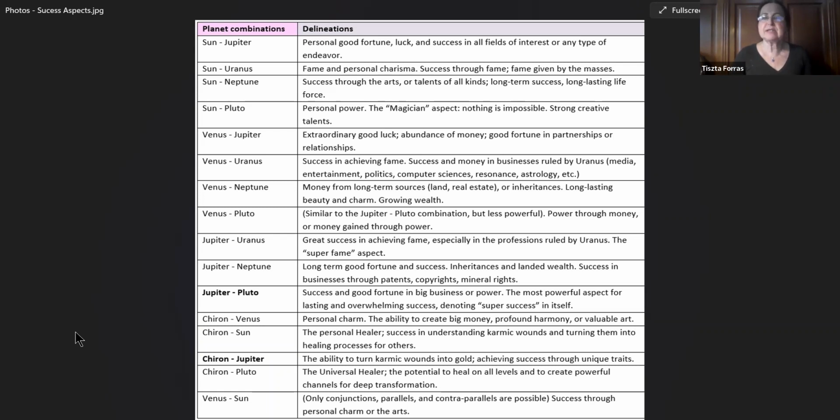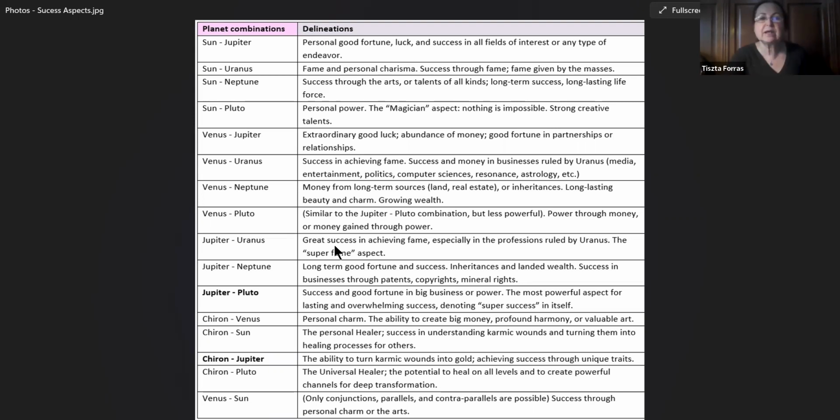And of course, Venus-Pluto is similar to the Jupiter-Pluto super conjunction or super success aspect. That's the definitive Jolly Joker in any of these aspects, but it's to a lesser degree. And money through power, or power gained through money, or money gained through power, those ideas are also linked to the Venus-Pluto aspects. Again, don't forget, if you have a sextile, it's a success combination, but not a success aspect. Only conjunctions, trines, bidirectional quincunxes, parallels and contraparallels are considered to be that.